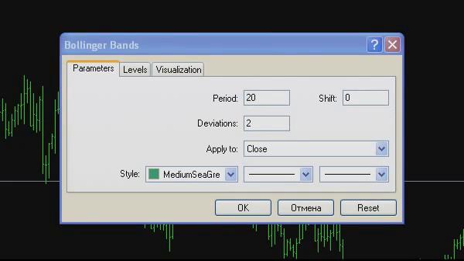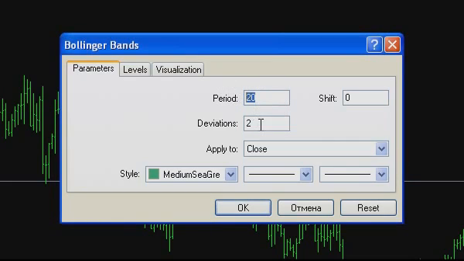Let us pass to the parameters used for plotting the Bollinger Bands indicator. The major parameters are period and deviation. Period is a time frame, a number of bars, within which a simple moving average is plotted. This is the time period for which a standard deviation of the price line from the average one is calculated. 20 is a recommended and the most common value.